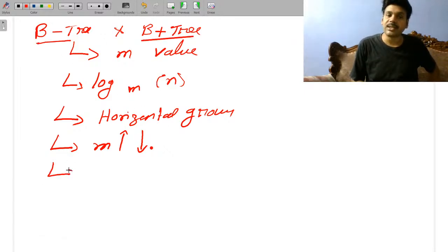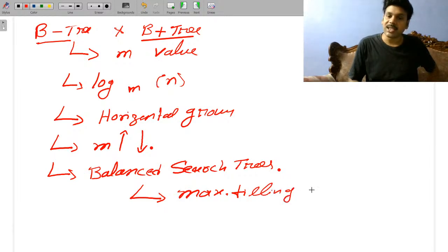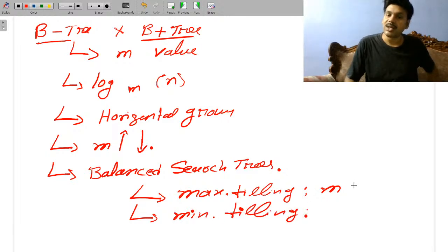And one more point is that both trees are balanced. They are balanced search trees only. Observe carefully. Because they are balanced search trees, there is a maximum filling, and a minimum filling, which is today's agenda in our class. The maximum filling is M, which is nothing but complete full. I have filled completely with M.